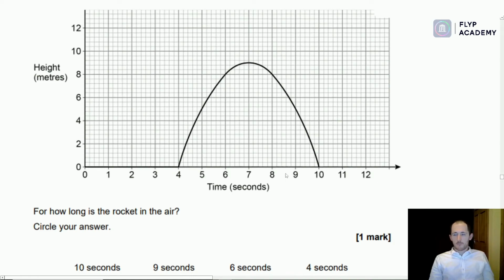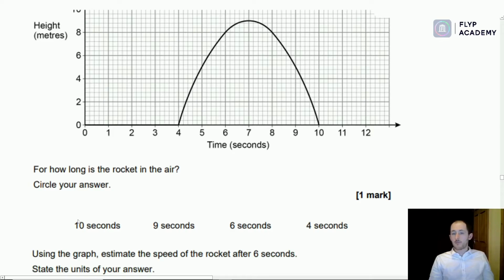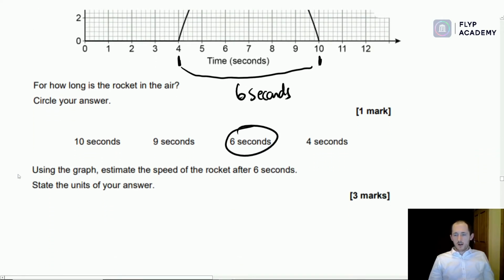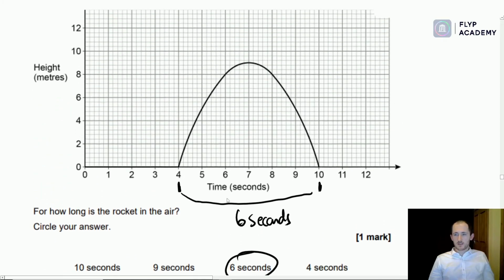So most students would just circle 10 seconds because that's where it touches the ground, and they'd be wrong because it leaves the ground at 4 seconds and returns to the ground at 10 seconds. So the actual difference here is 6 seconds. And then, using the graph, estimate the speed of the rocket after 6 seconds. State the units of your answer. So if we have a look here, 6 seconds is here.